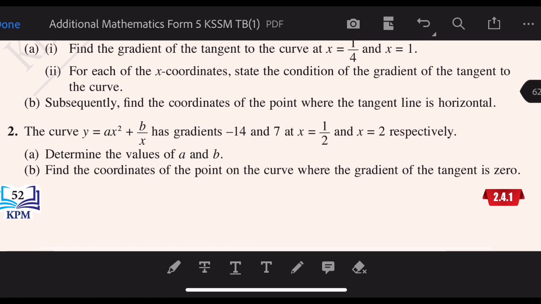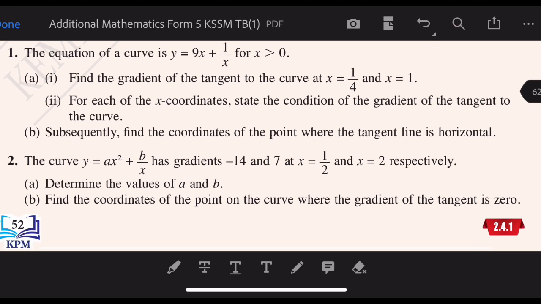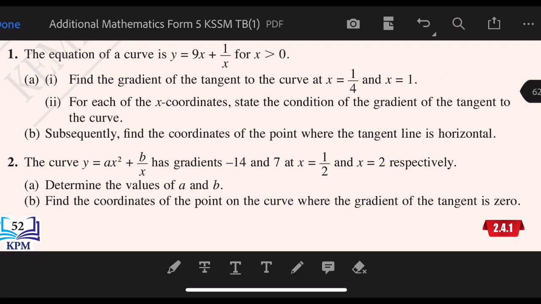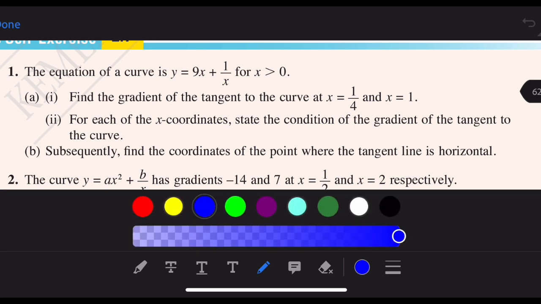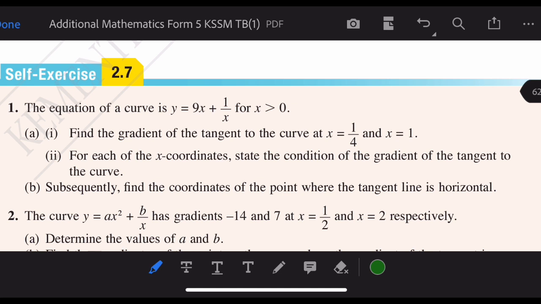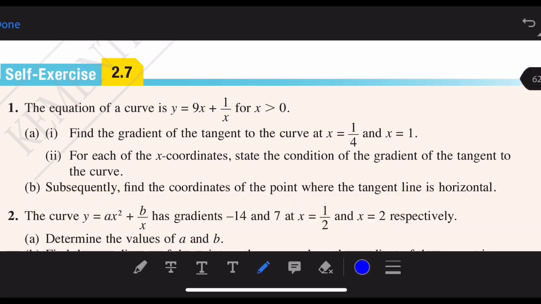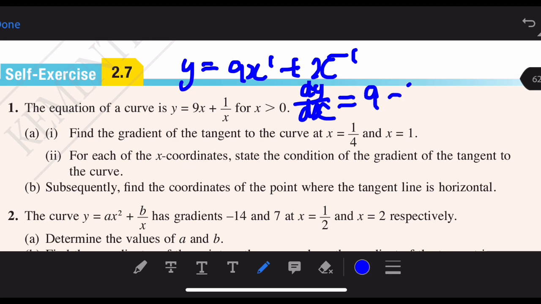So let's say we have a few questions here. If I want you to do this question, I think you should know how to do it. I think this is quite easy. Find the gradient of the tangent at x equal to 1/4 and x equal to 1. Your first step is, when you see gradient of tangent, you just do dy/dx. So we'll find dy/dx. Do you know how to find dy/dx? We change it to 9x plus x^(-1), so if you do dy/dx, you get 9 minus x^(-2). Then you convert to the simplest form before you substitute x equal to 1/4 and x equal to 1. Then you get the answer.